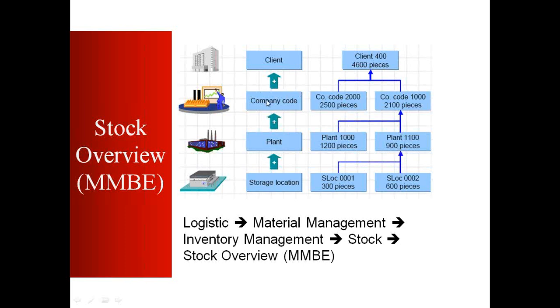What is the stock at the company code? It will be 2100, because it's adding all the plants here. What is the stock at the client? The client will be adding all the company codes and everything which is linked to them directly, like plant and storage location. So it depends from which level you see the stock. Okay, let's see this practically.